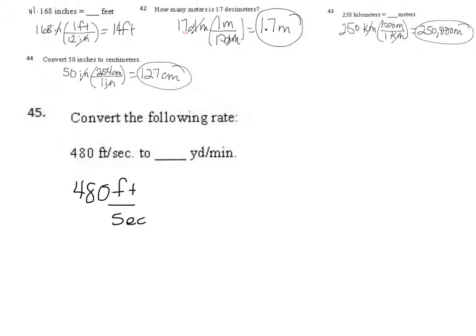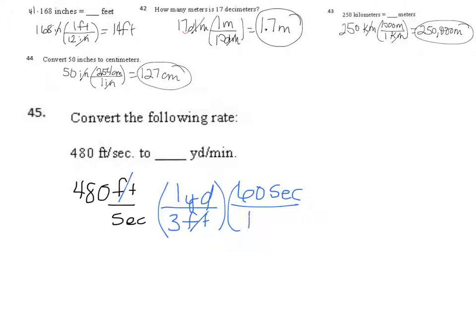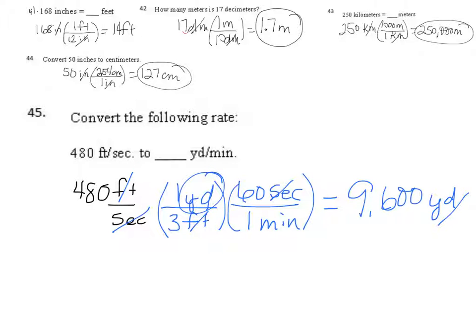Now you may want to spend a little bit more time pondering this one. They want us to convert 450 feet per second to yards per minute. Well, we know that there are 3 feet in 1 yard, so our feet cancel out. And we know that there are 60 seconds in 1 minute, which makes my seconds cancel out. I just type it in the calculator, and I get 9,600, and the units I was trying to get were yards per minute.